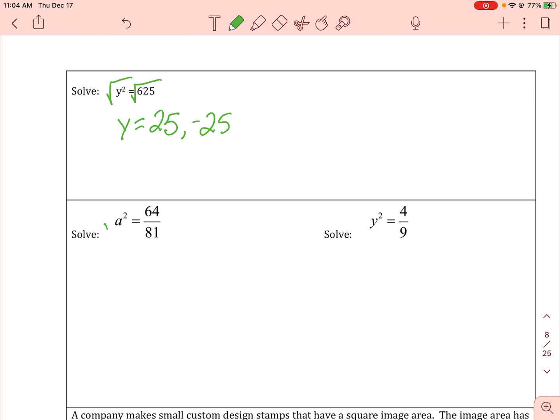So here we go. Now we have a fraction in which we need to square root. When you square root one side, you square root the entire other side, but with a fraction you can do the top and the bottom. So I get a, because the square root of a squared is just a. The square root of 64 is 8. The square root of 81 is 9. But remember, we get two answers. Same thing over here.